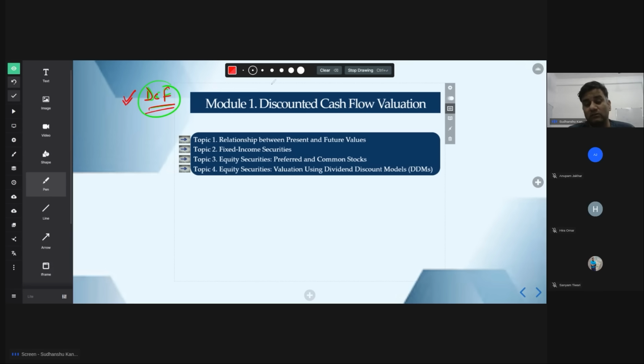In fact, this is one of the most basic fundamental valuations which we study in finance. A lot of people build these discounted cash flow models in Excel and Python. That is what we'll try to understand today, one of the most fundamental things in finance. To understand that, we'll look at the relationship between present and future values, some fixed income securities, and equity securities. We'll understand what preferred and common stock are, and also equity security valuation using the dividend discount model. So one model we'll introduce.